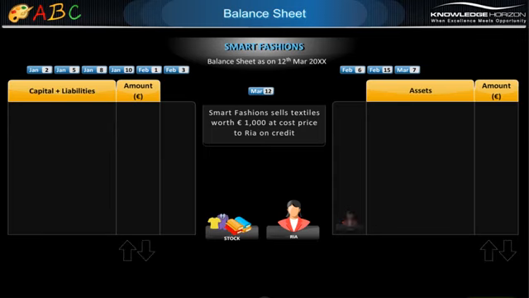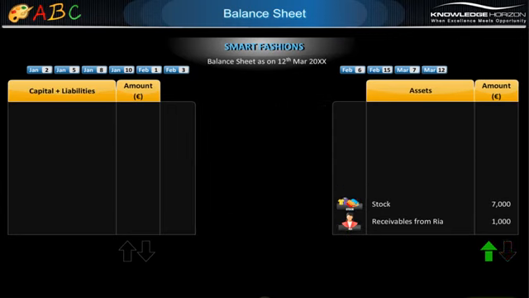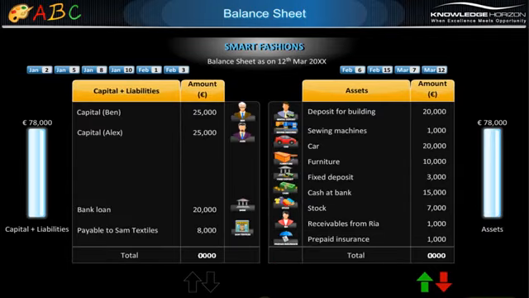On 12 March, Smart Fashions sells textiles worth €1,000 at cost price to RIA on credit. The amount receivable from RIA increases the total assets. The stock asset, however, decreases by €1,000. Both sides of the balance sheet still total €78,000.